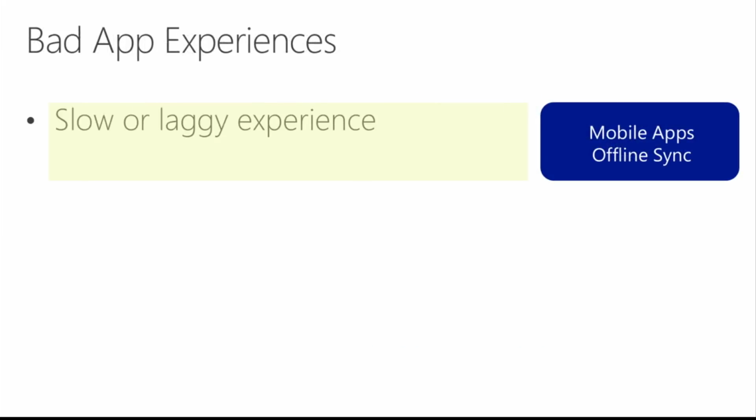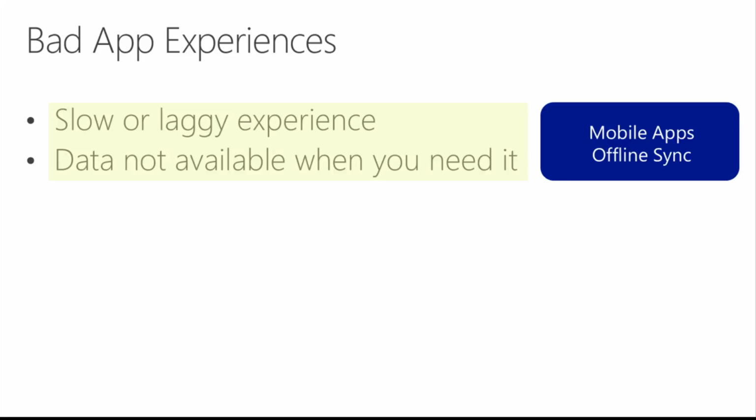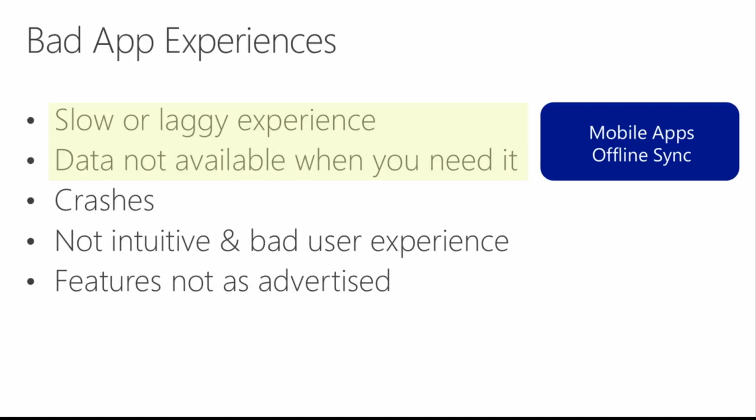So what about the bad mobile experiences? Well, the mobile app's offline sync gives you the capability of fixing that slow or laggy experience because you're going against a database that is local to your mobile device. And the data is always available because you're synchronizing it to the mobile backend as it changes. So if you really want to fix those first two problems, you really want to be looking at offline sync capabilities. The other three, sorry, we still can't help you with. However, come back in the next half hour and we'll be taking a look at the crashes and seeing what you can do about that.